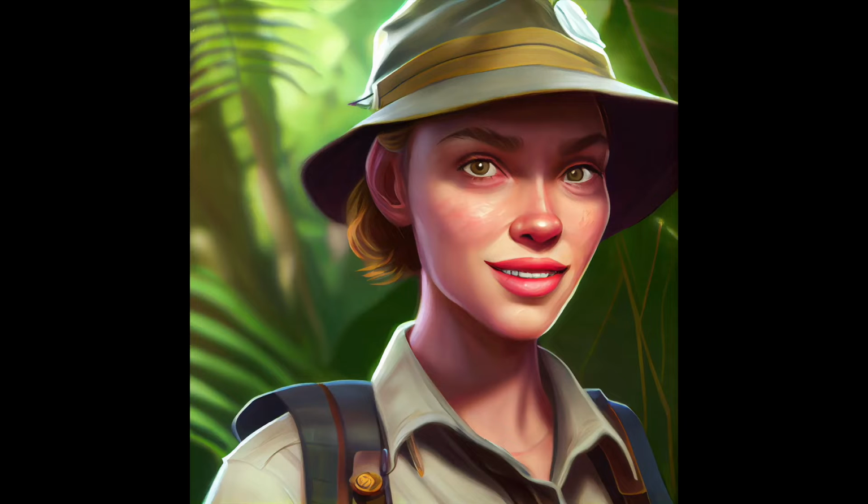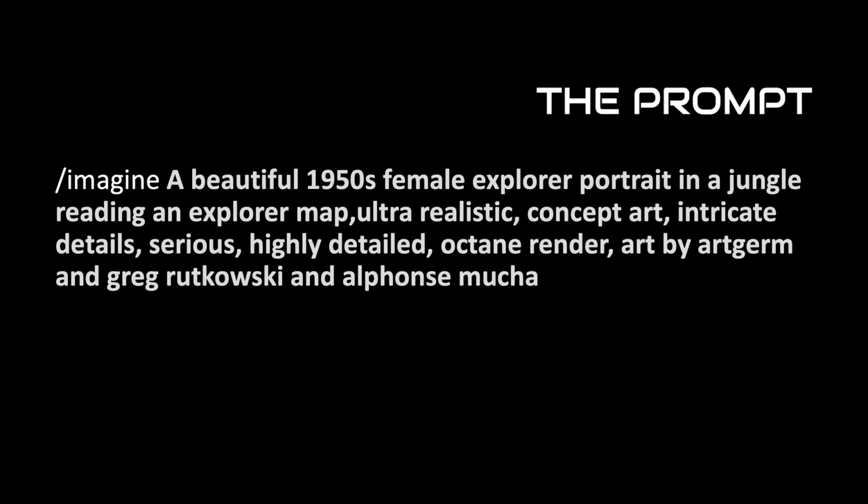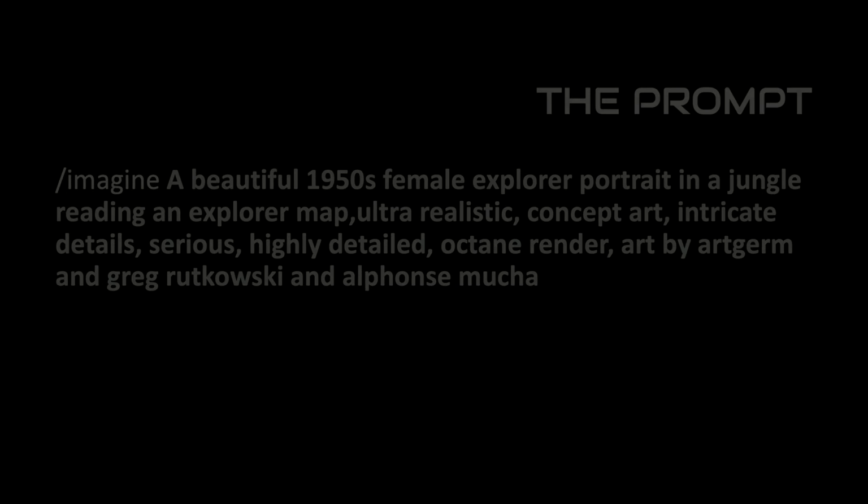A mix of 3 different artist styles is used in the prompt. That's Artgerm, Greg Rutkowski and Alphonse Mucha. I'm using Octane render to suggest something photorealistic yet computer rendered. And finally, you could remove the phrase "reading an explorer map" to just have a shoulders and head portrait of the character. Yet it is interesting to see what kind of details the explorer map ends up in each generation.